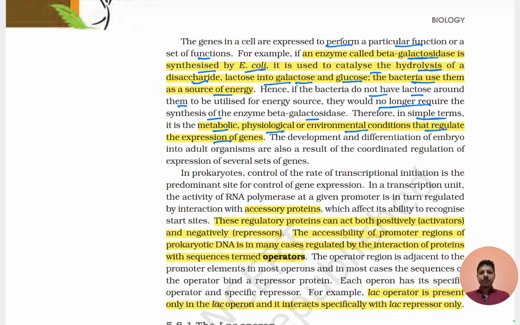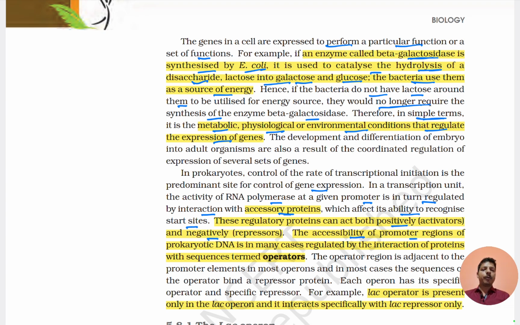In prokaryotes, control of the rate of transcriptional initiation is the predominant site of the control of gene expression. In a transcriptional unit, the activity of RNA polymerase at a given promoter is in turn regulated by interaction with accessory proteins, which affect its ability to recognize the start site. These regulatory proteins can act both positively and negatively.